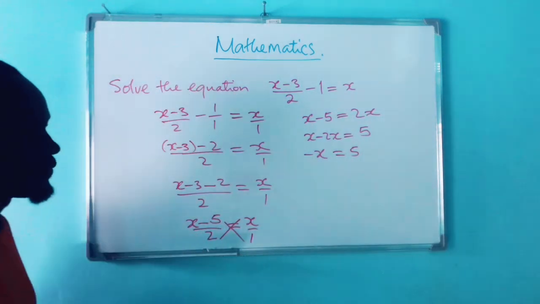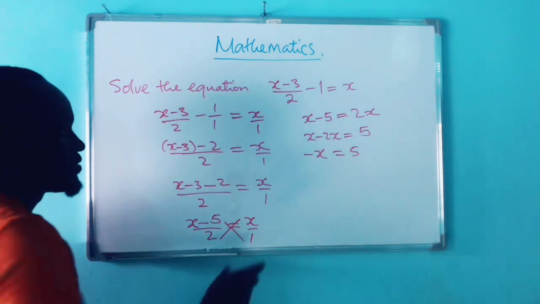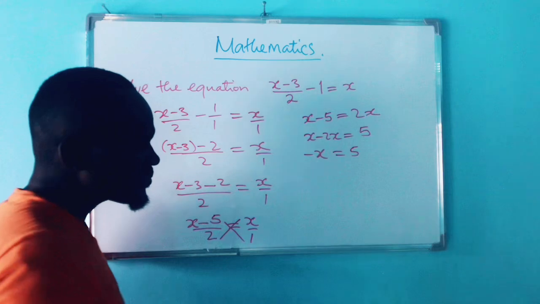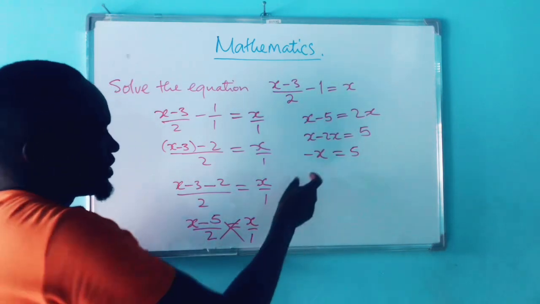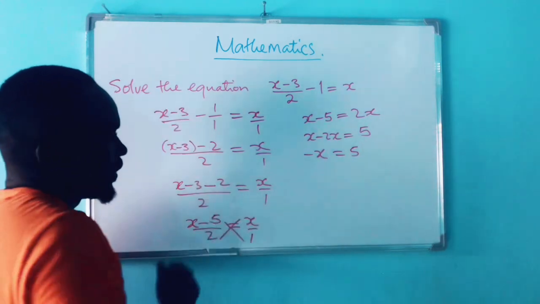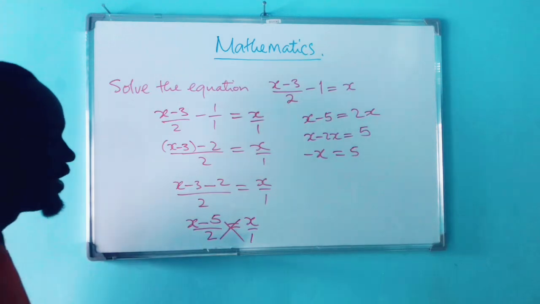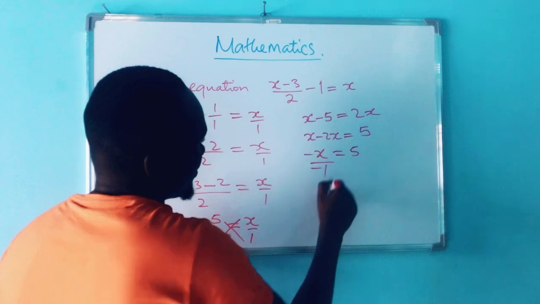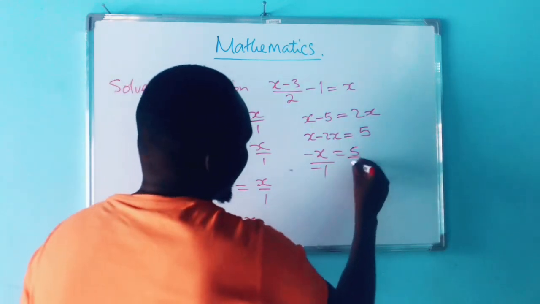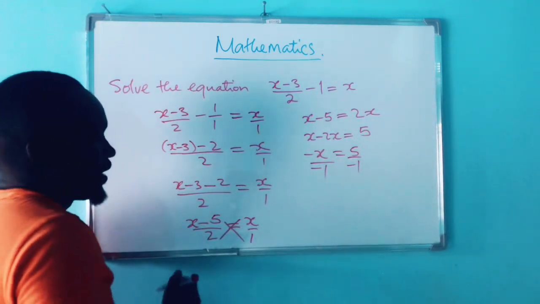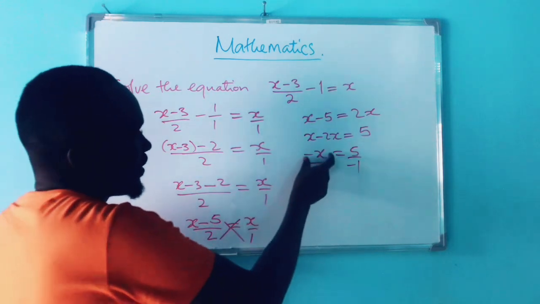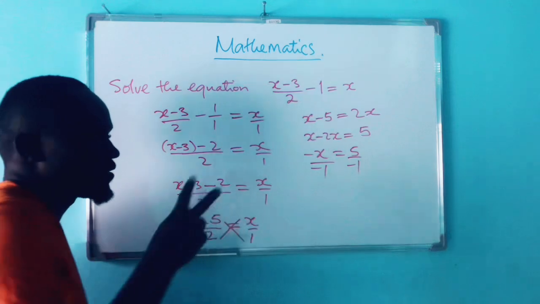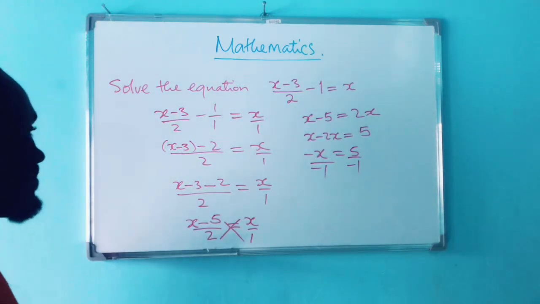It is not allowed to leave your variable with a negative. So what we need to do is get rid of this negative that we have here. There are two things that we can do. The first thing, you can divide by negative 1 on both sides. The second thing you can do is multiply this minus x by negative 1. So it's either you multiply by negative 1 or you divide by negative 1.